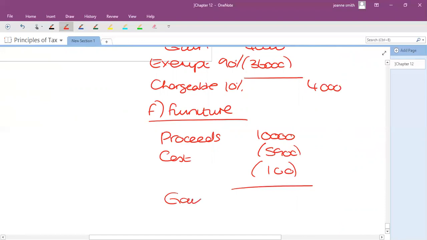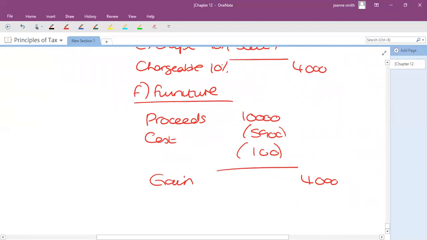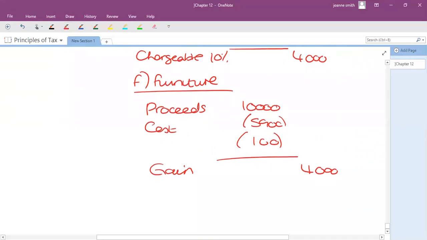So the gain on the furniture is 4,000 as well. Now, before you finish off the furniture, remember it's a chattel. It's not exempt because you sell it for more than 6,000. You're not making a loss, so I don't need to restrict any losses. But you do need to restrict the gain because the cost, and it's the actual cost of the asset, not the total cost, is less than 6,000.